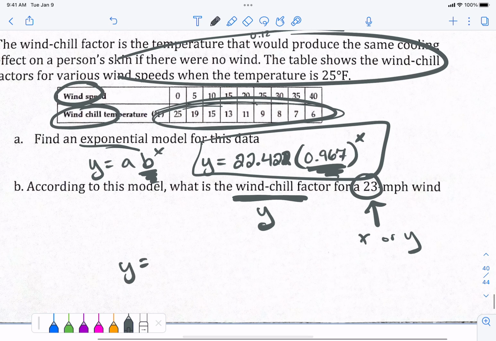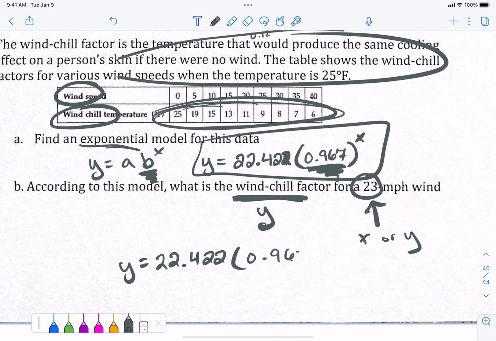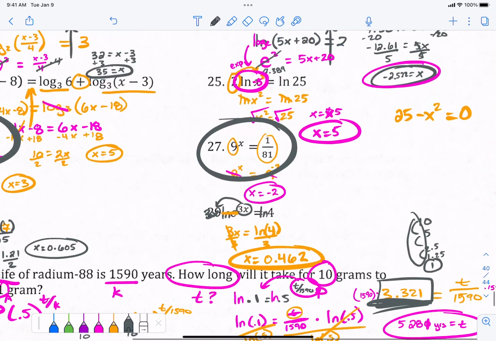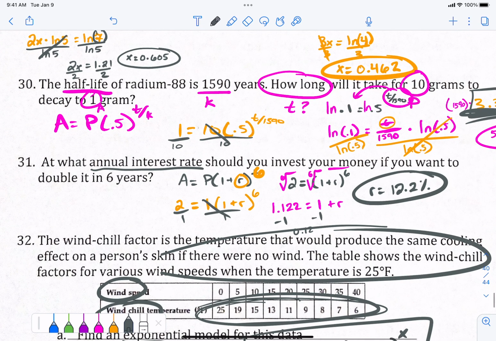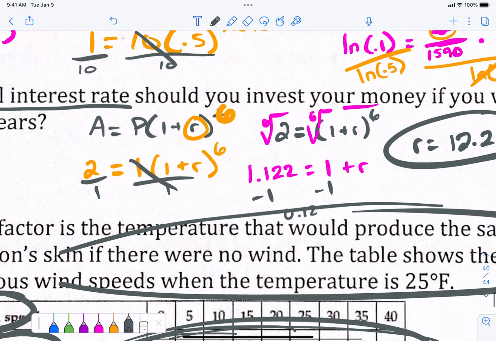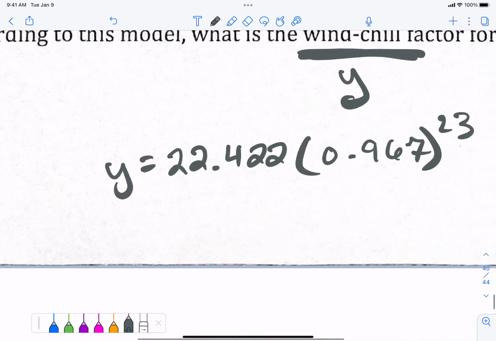Be careful though, because I might have you plug in for y. Make sure you know which one you're selecting. How would you do it if you had to plug in for y? Just like you did these up here, right? You'd have to ln both sides, or divide by this number, and then ln. You wouldn't do that to us though, would you?